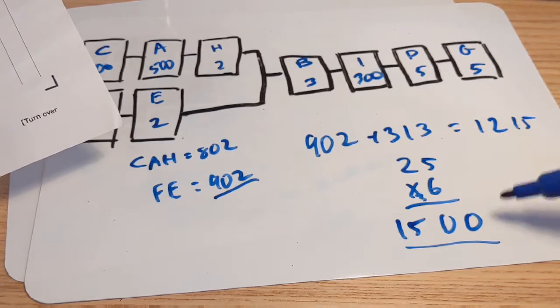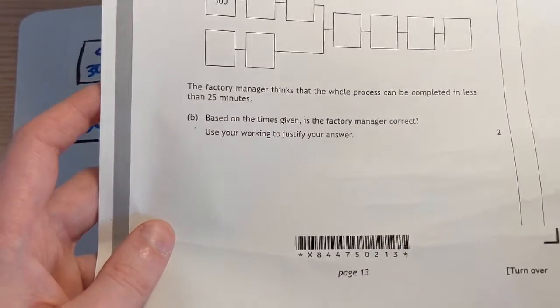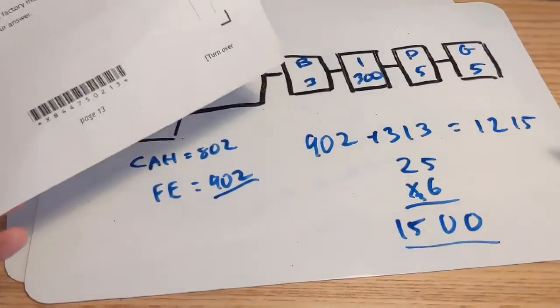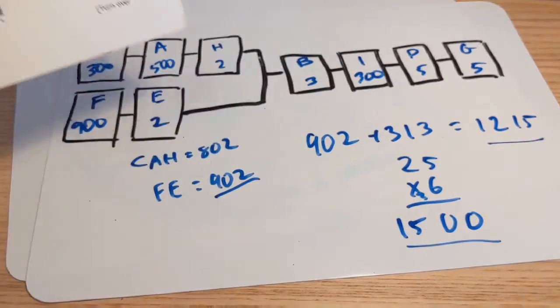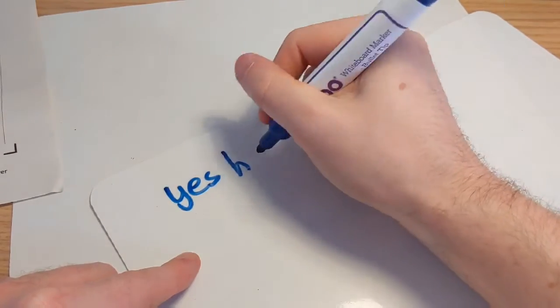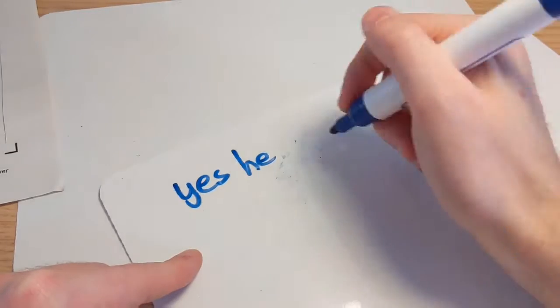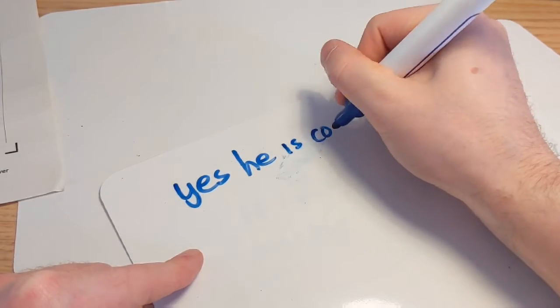So if you look, that means that this is based on the times given. Is the factory manager correct? Use your working to justify your answer. Well, he is correct because 25 minutes. So what that sentence would look like is, yes, he is correct.